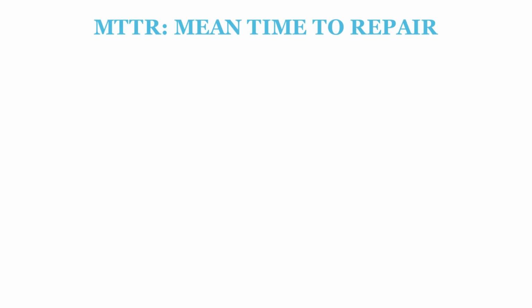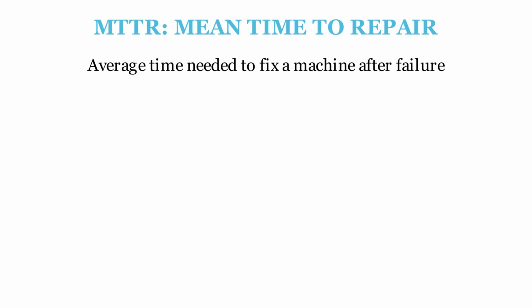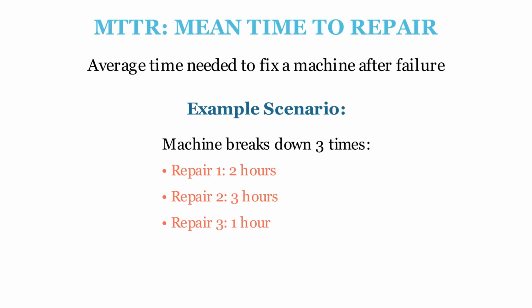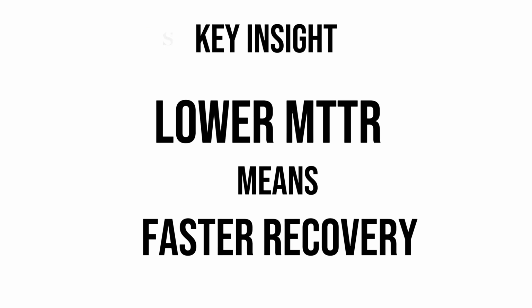MTTR stands for mean time to repair. This is the average time needed to fix a machine after it fails. If a machine breaks down 3 times and repairs take 2 hours, 3 hours, and 1 hour respectively, MTTR equals (2 plus 3 plus 1) divided by 3 equals 2 hours. Key insight: lower MTTR means faster recovery. We want repairs to be quick.